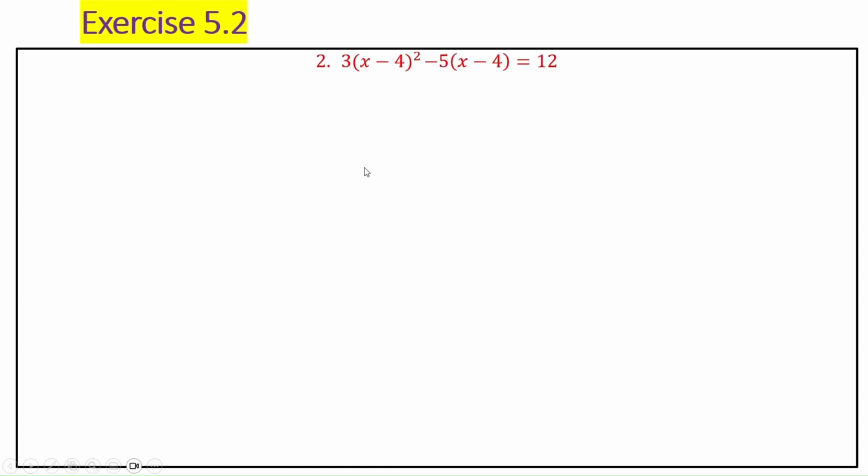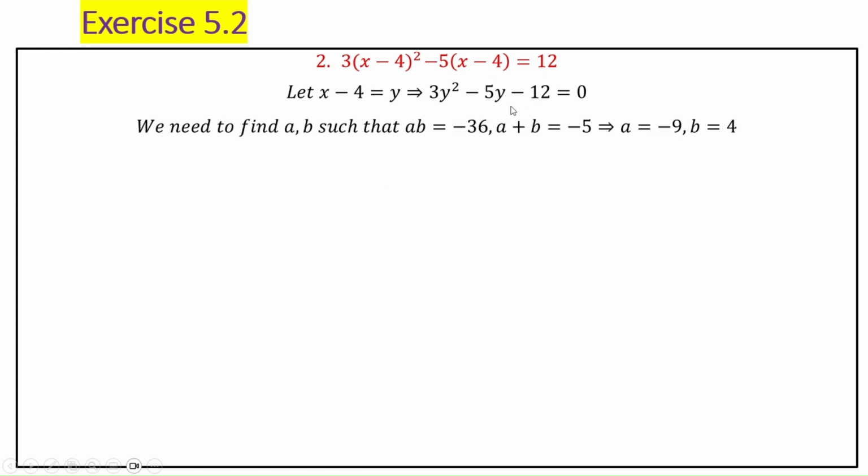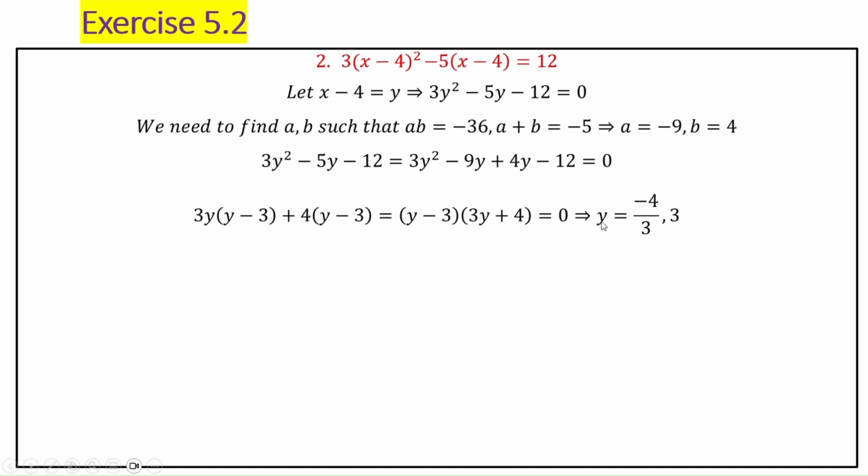Next. Okay, 3 into x minus 4 whole square minus 5 into x minus 4 equal to 12. Same way, let x minus 4 equal to y. So the equation will become 3y square minus 5y minus 12 equal to 0. Find the separation of 5y, that is minus 9 and 4, and then you will get y values as minus 4 by 3 comma 3. Okay, or x equal to 8 by 3 comma 7.